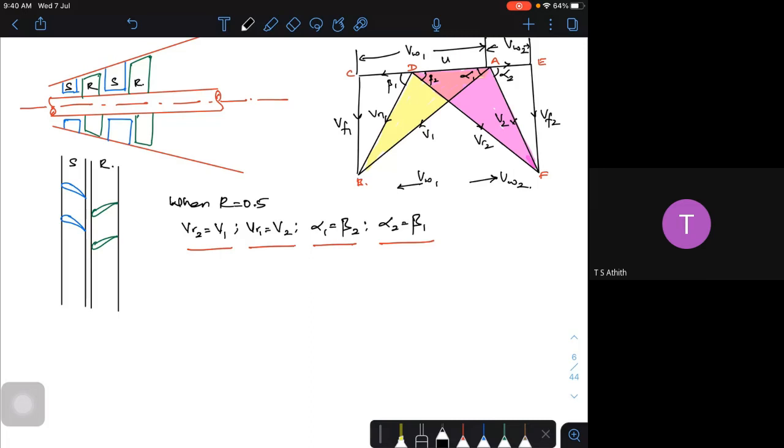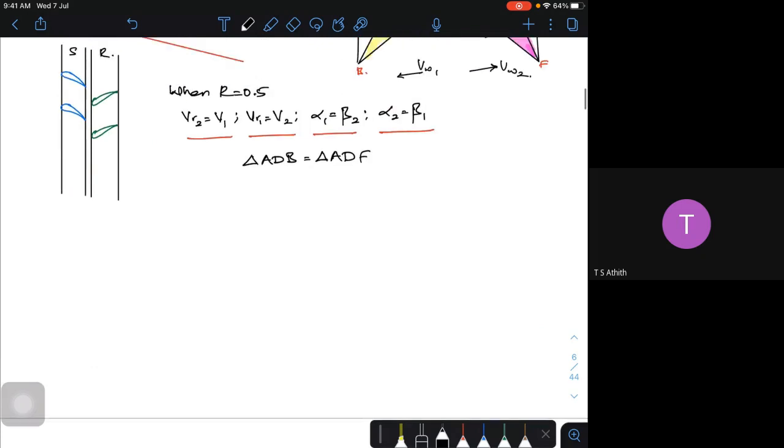What it is actually, that means the triangle ADB is equal to triangle ADF. Okay, the triangle ADB is equal to triangle ADF. So when these triangles are same, I am going to get this kind of conditions. Okay, this kind of conditions. So already I told that. So these conditions prevail.